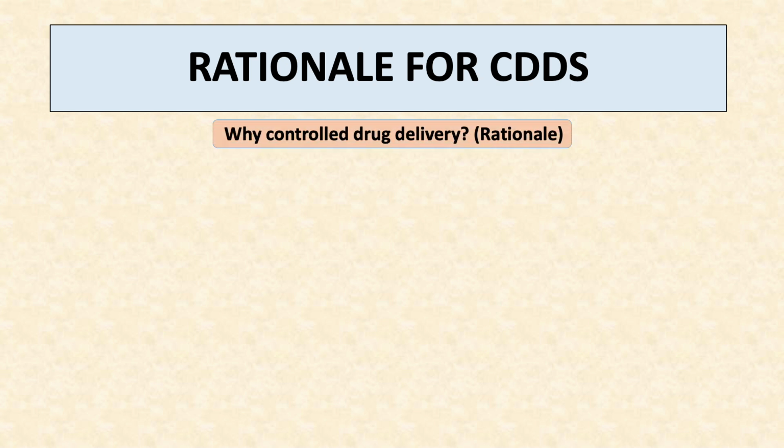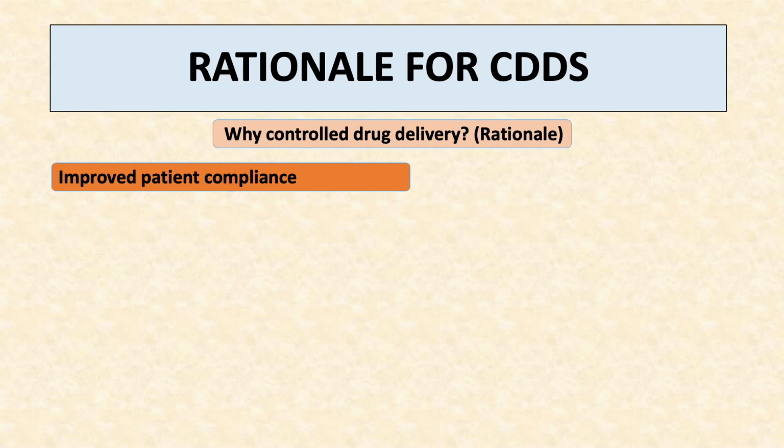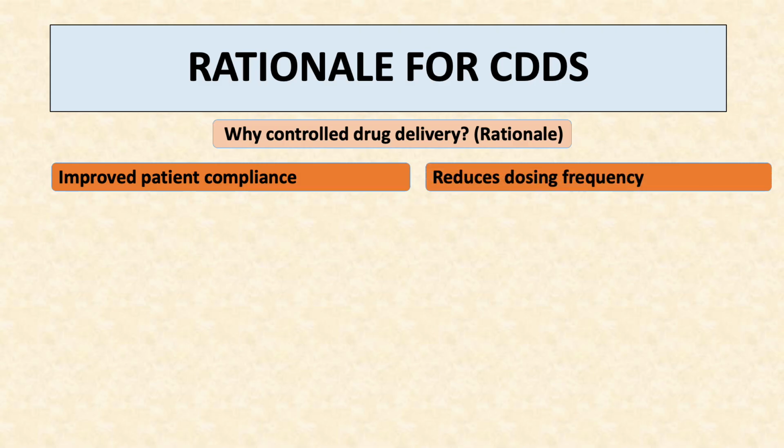Now that we know what a controlled drug delivery system is, let's understand why it is used. So first, improved patient compliance. Many drugs need to be taken multiple times a day. This increases the chance of missed doses. Controlled drug delivery system reduces dosing frequency, often to once a day or even less. For example, an antihypertensive controlled release tablet taken once daily instead of 3 times daily.